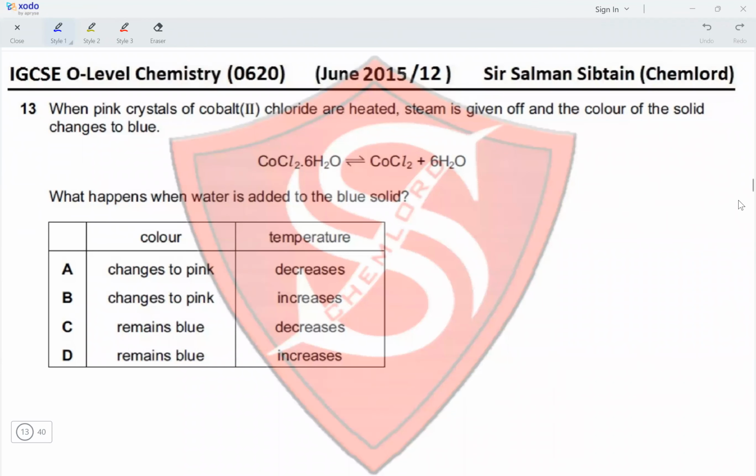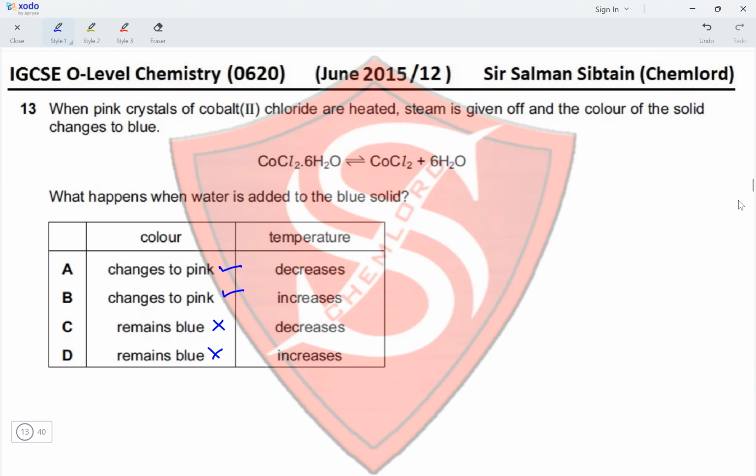Question 13. When pink crystals of cobalt chloride are heated, steam is given off and the color of the solid changes to blue. What happens when water is added to the blue solid? So the color changes to pink because it is a reversible reaction.